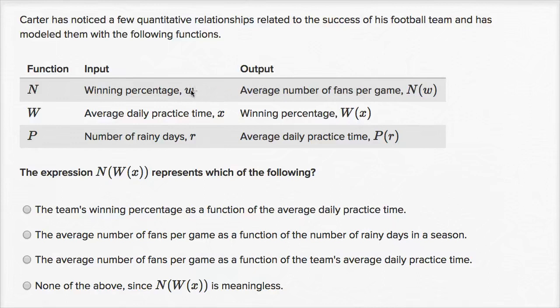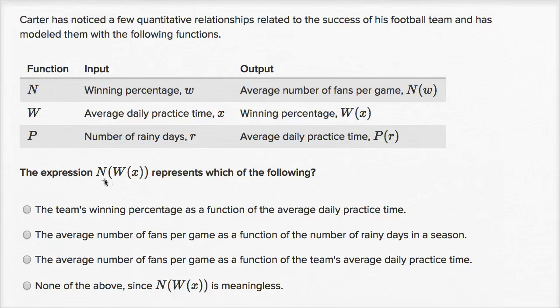And I'm assuming in his model, the higher the winning percentage, the more fans are going to show up at a game. Now this is the W. The input is the average daily practice time, X, and the output is the winning percentage. All right, that makes sense. Probably, once again, some type of a positive effect of practicing more is going to create a higher winning percentage. And this other function, number of rainy days R, and then average practice time. Yep, well, the more rainy days you have, that's going to lower your average practice time. So I definitely see how practice time P would be a function of number of rainy days.